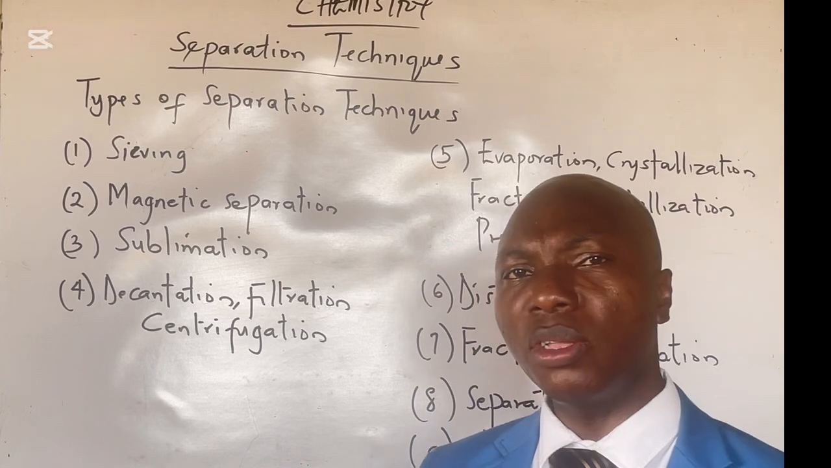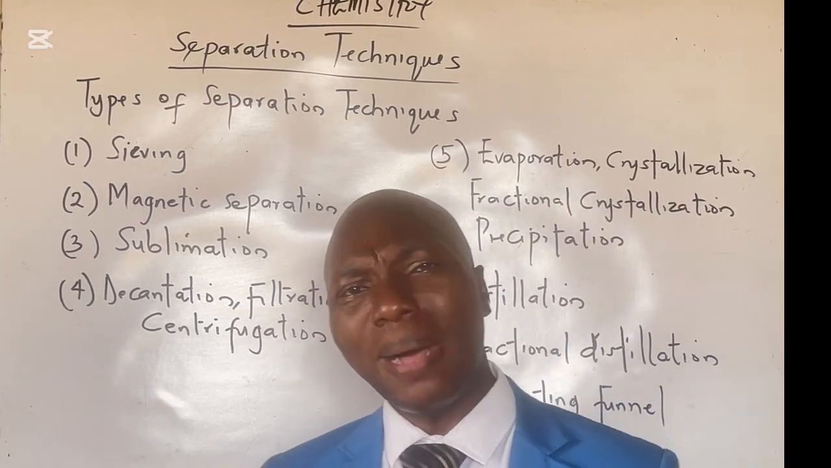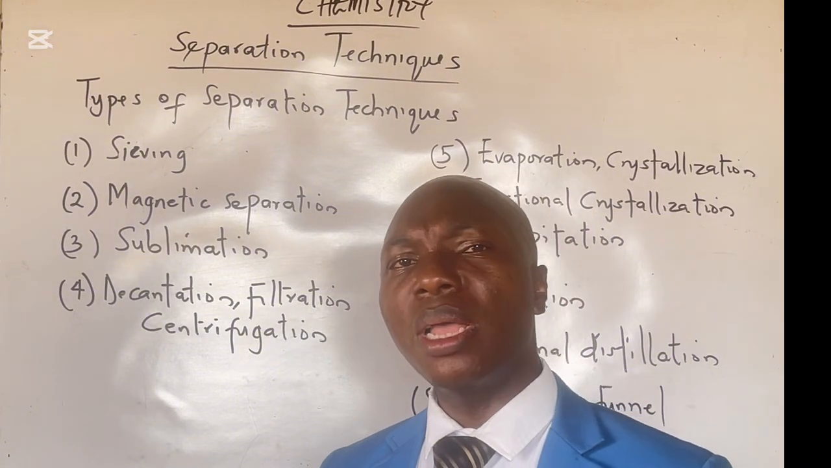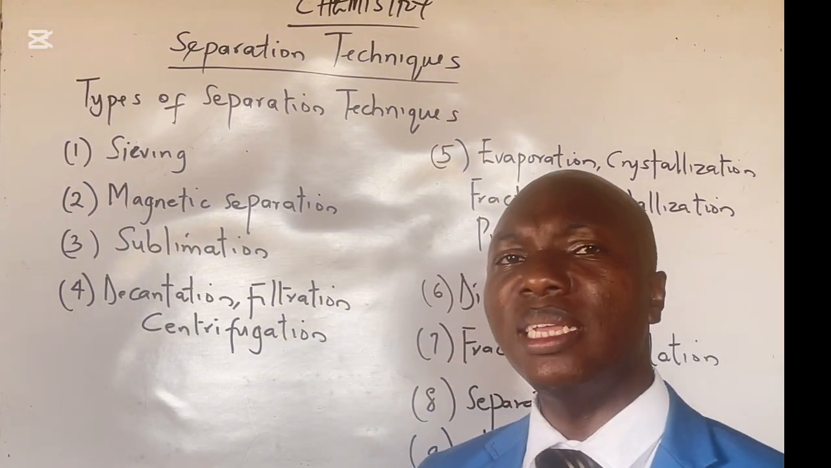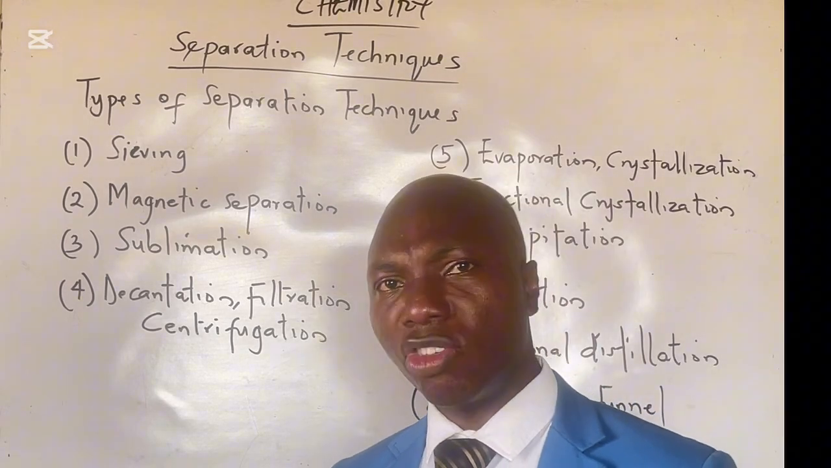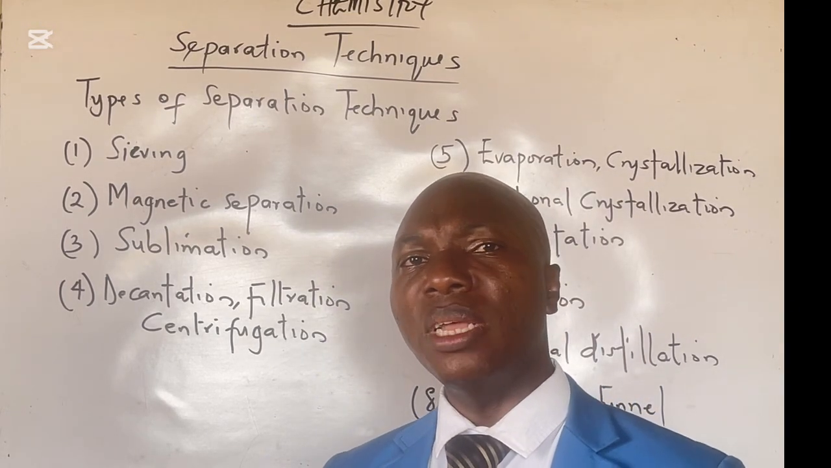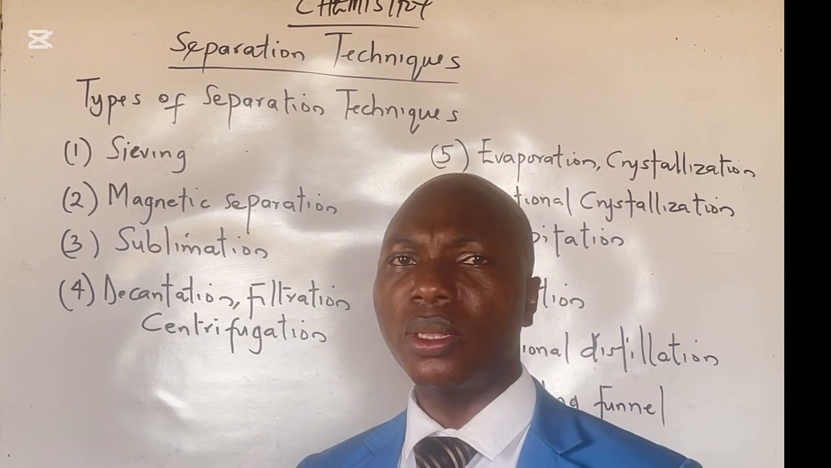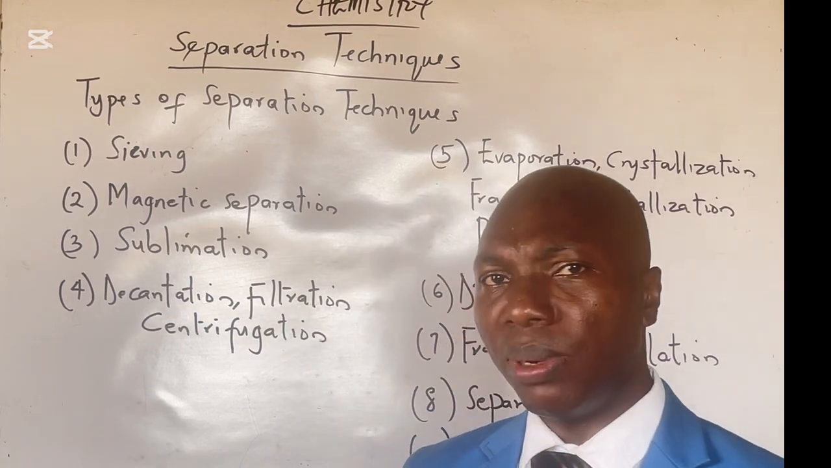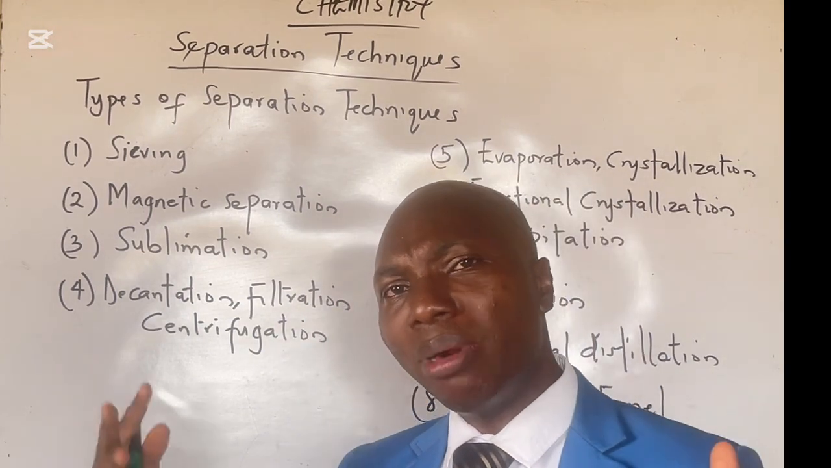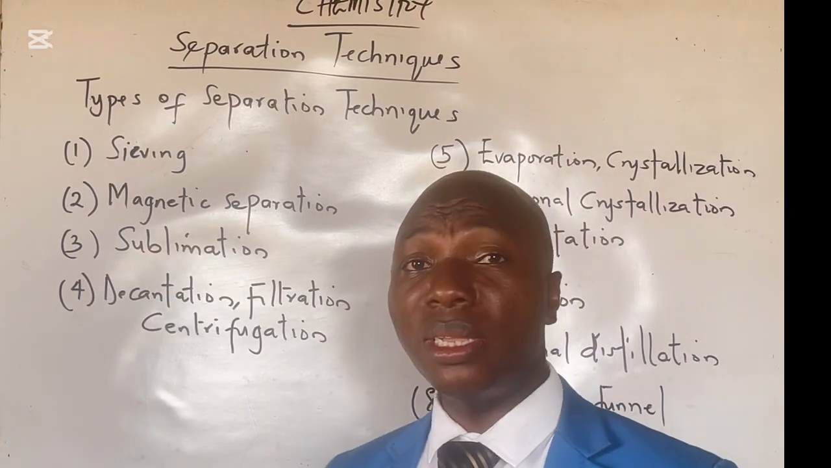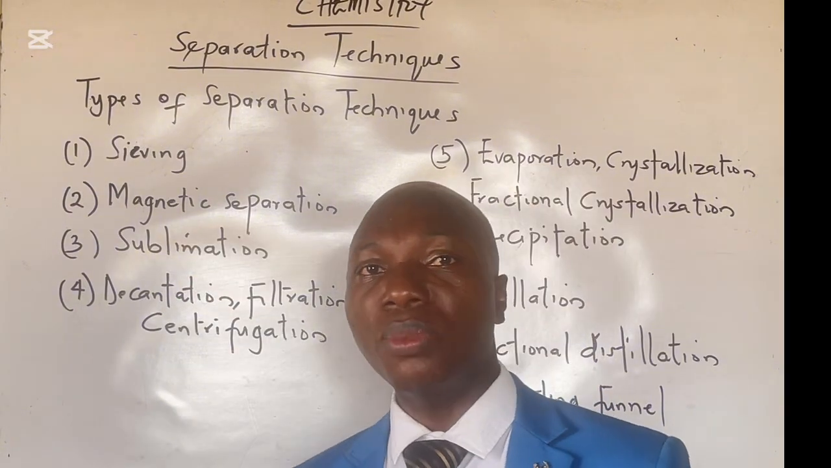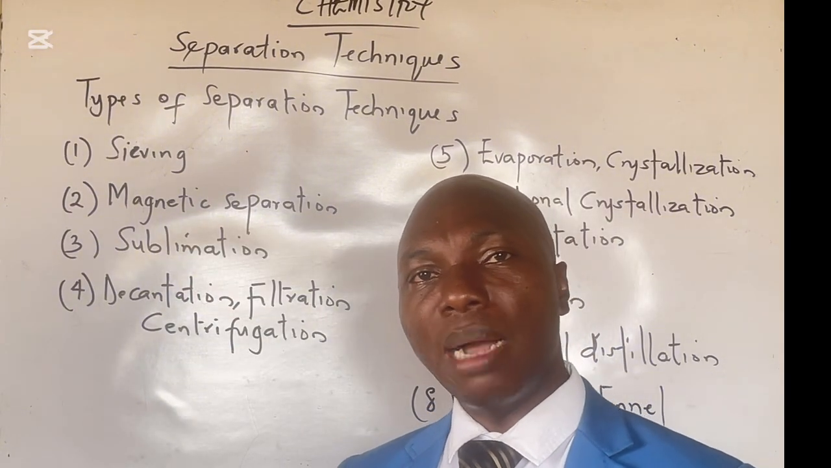Sieving is a separation technique that is used to separate particles of different sizes. And where do we use sieving? We use sieving in dairy industries. It's also used in industry where you want to separate diamond and gold. So it's better you know their practical application than memorizing and all that. So sieving is used in dairy industries, or you use it in industries where you want to obtain diamond and gold.